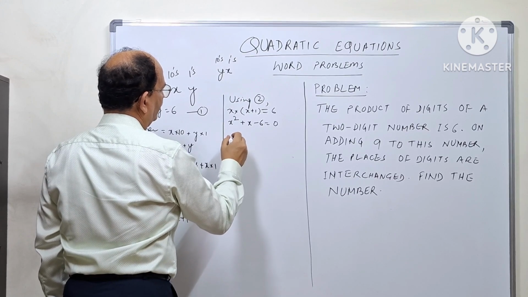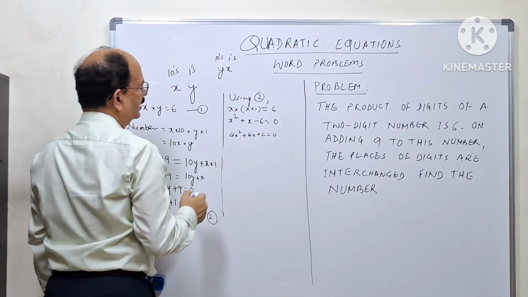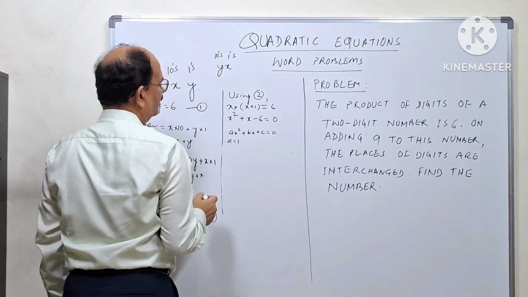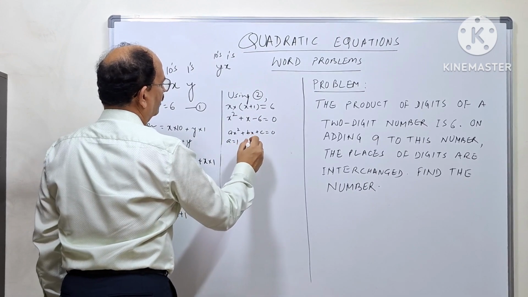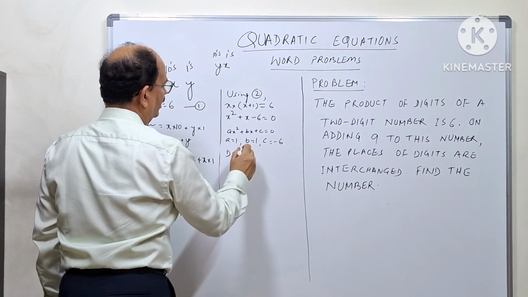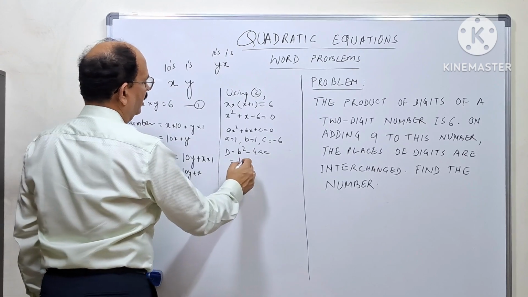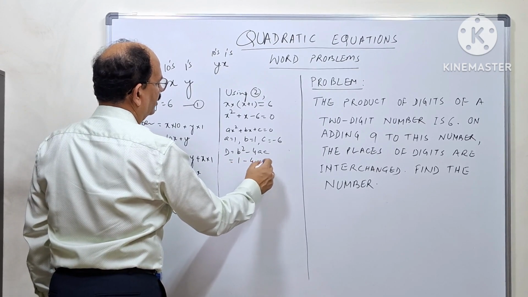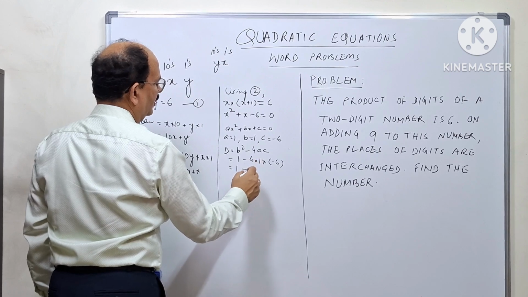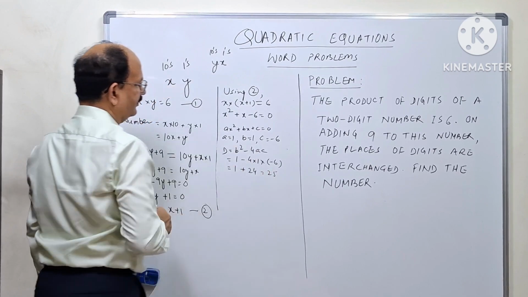So if I compare that with ax square plus bx plus c equal to 0, then a is equal to 1, b is equal to 1, c is equal to minus 6. So my discriminant will be equal to b square minus 4ac, and b square is 1, minus 4 into 1 into c, which is minus 6. So this becomes 1 minus, and minus becomes plus 24, which is equal to 25.